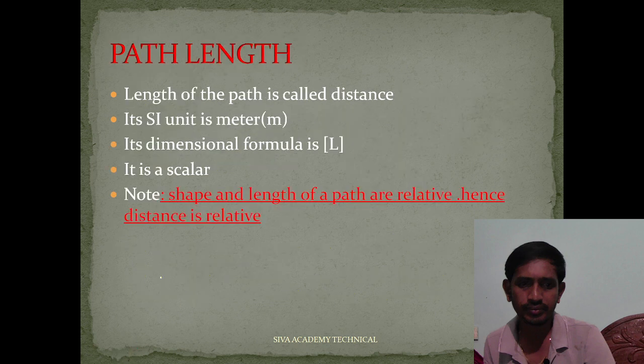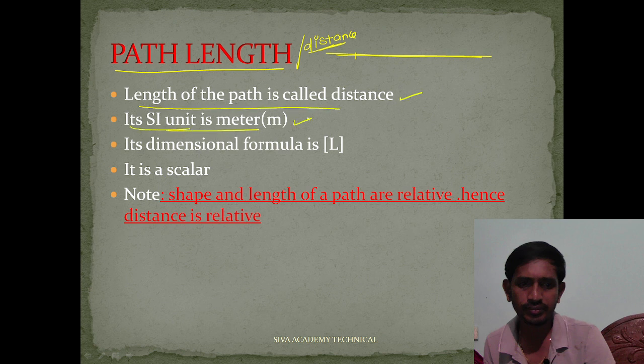Okay, next, path length. We have studied the path. If you measure this path length, then that is called distance or path length. Path length is also called distance. Length of the path is called distance, and its SI unit is meter, because distance is nothing but length. The SI unit of length is meter.